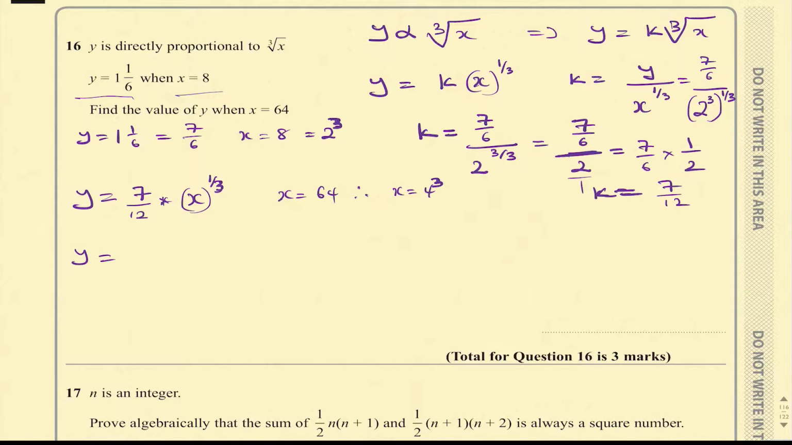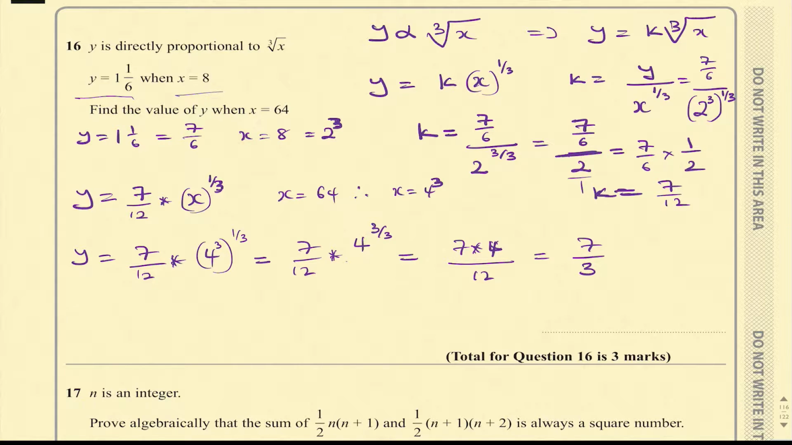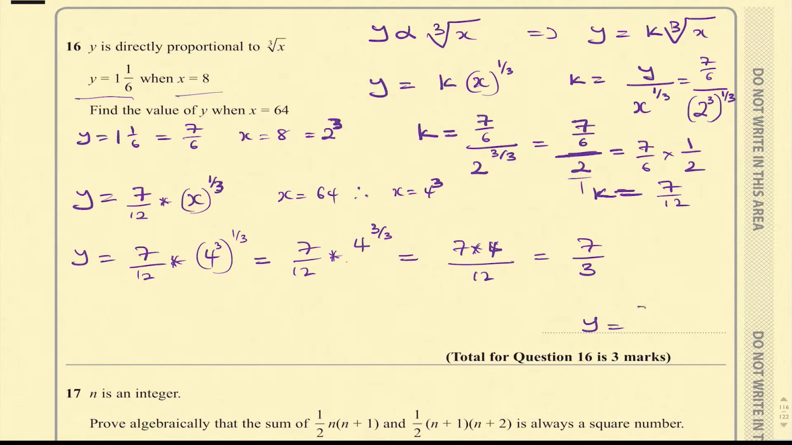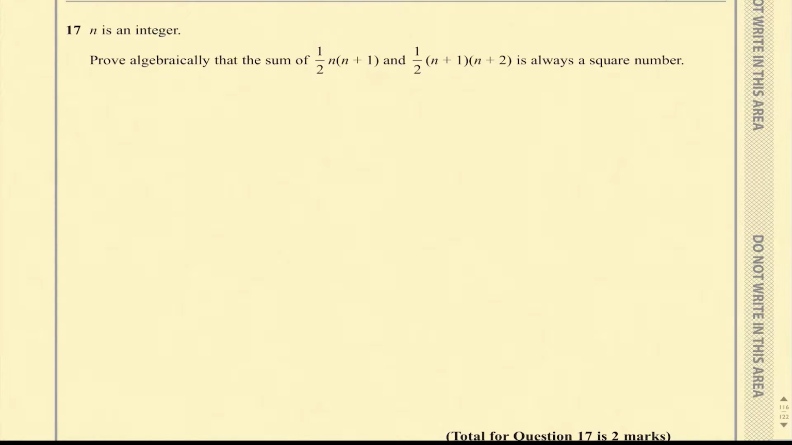So y is 7/12 times 4 to the power of 3 to the power of 1/3, which is 7/12 times 4, 3 to the power 3, which is 7 times 4 over 12, and that will give us 7/3, because how many 4 in 4? 1. 4 in 12, 3. So the answer is y equals 7/3.